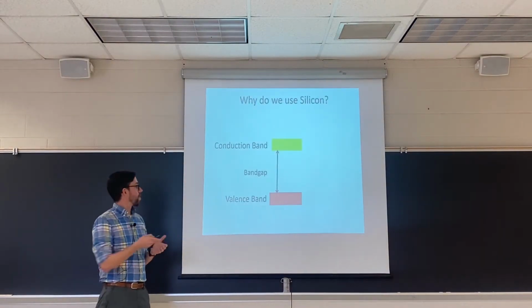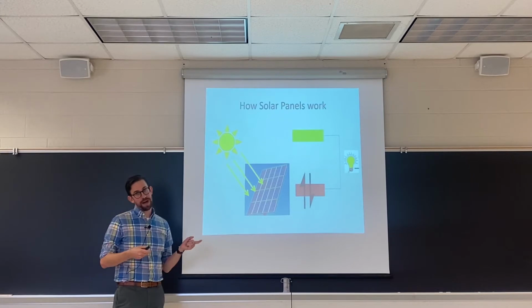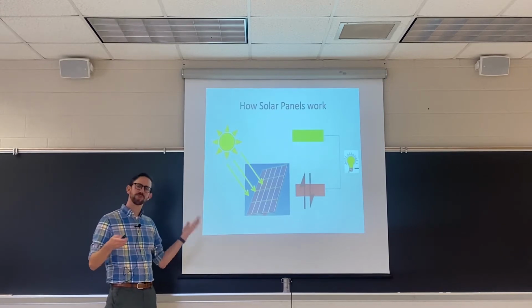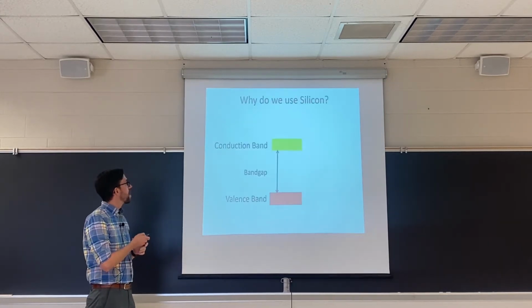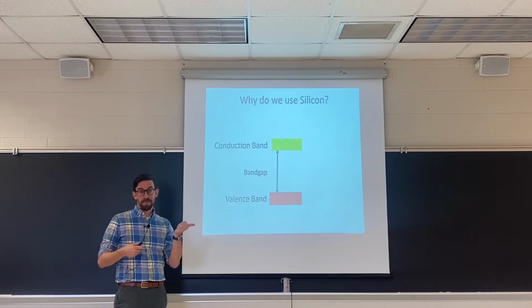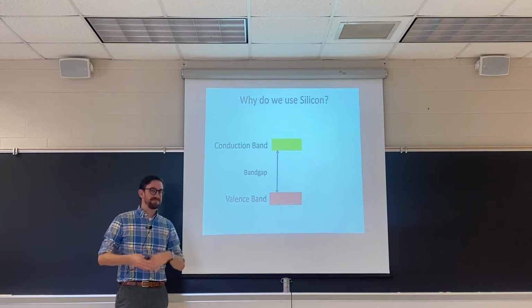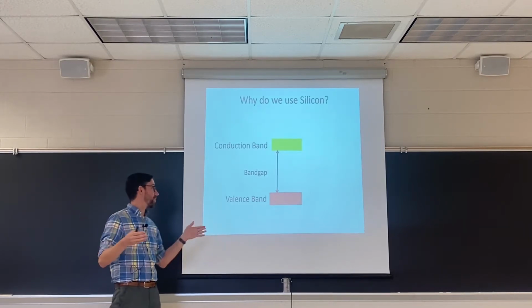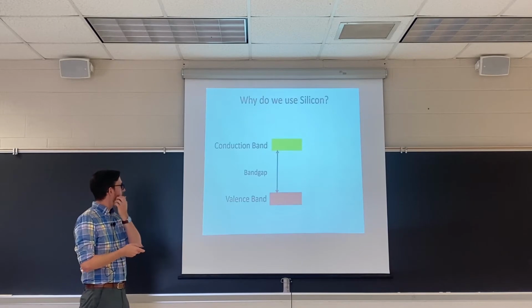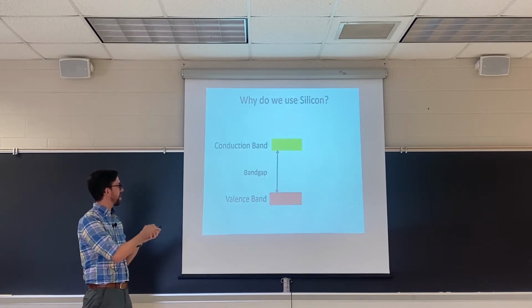The solar panels that you often think about are made of crystalline silicon. So why do we use silicon? One thing is that it's really abundant. If you go to the beach, sand is silicon oxide. Silicon is very abundant in the Earth's crust. That's one reason, but the other reason has to do with this band gap.